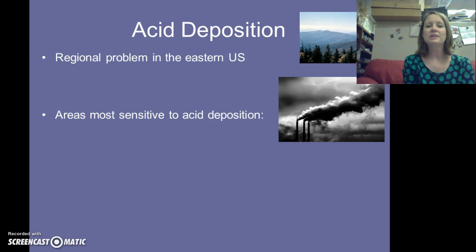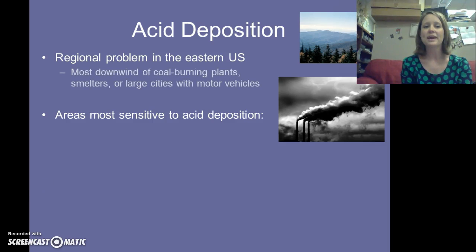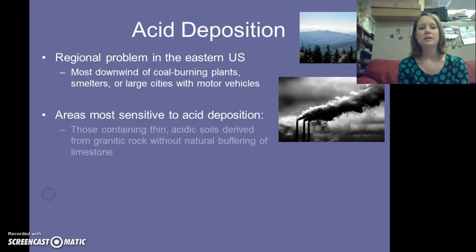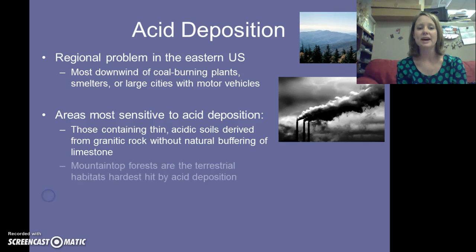Now, it's a regional problem in the eastern U.S. That's where we have most of our coal-burning power plants, many of our smelters, and also we have large cities that have cars that are burning petroleum as well. The areas that are most sensitive to acid deposition are those that have thin, already acidic soils. And this happens a lot in western North Carolina. We've got a lot of granitic or granite rock that doesn't have natural buffering. Limestone has a pH of higher than 7, so it's going to naturally buffer the acid rains.